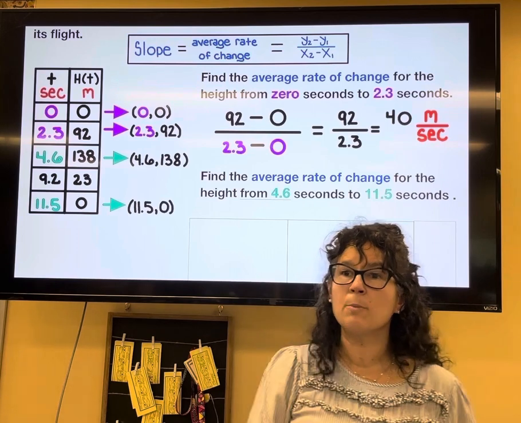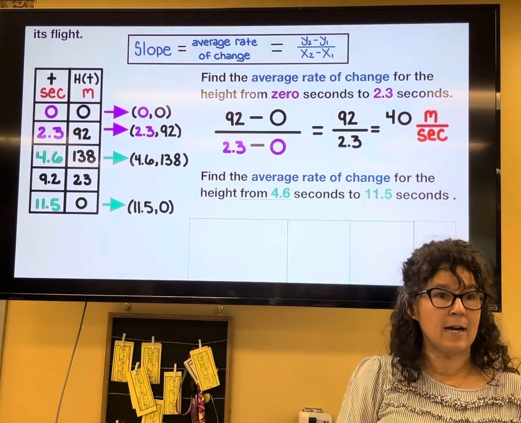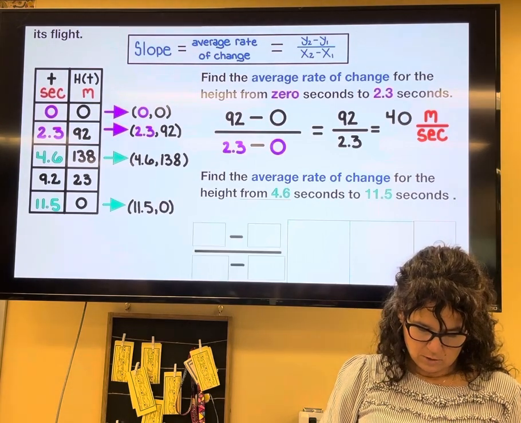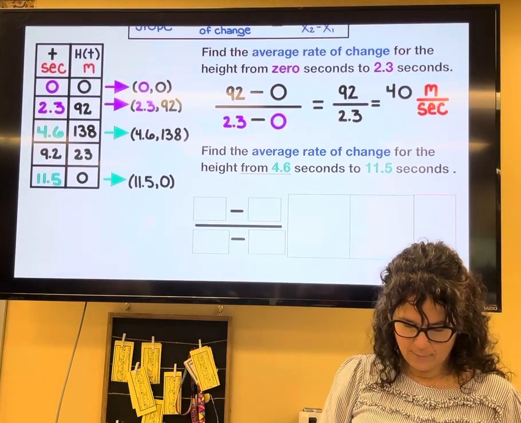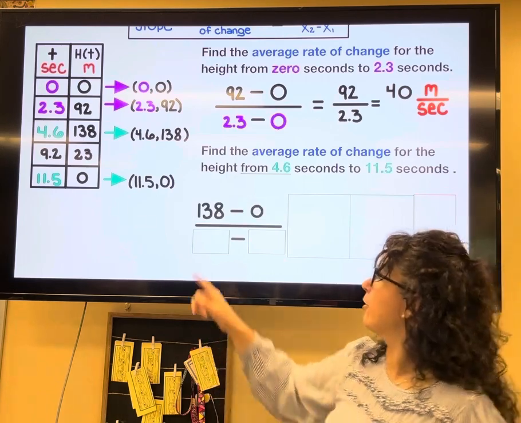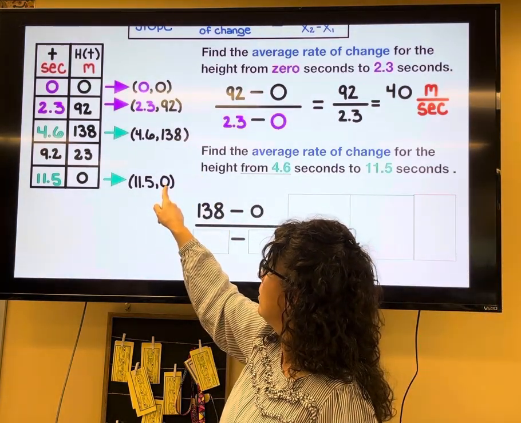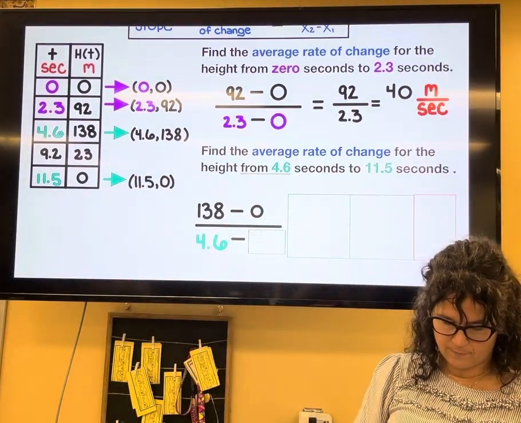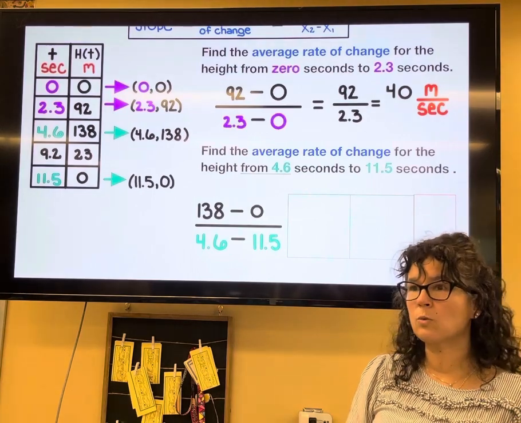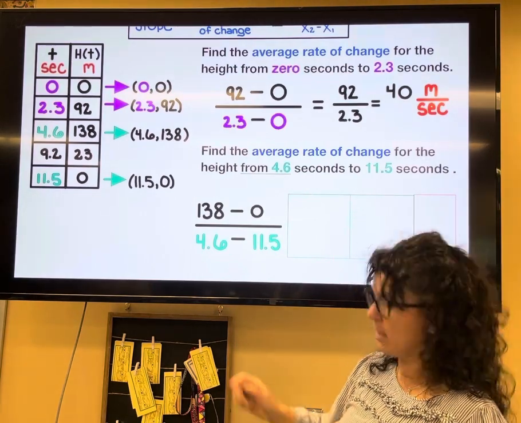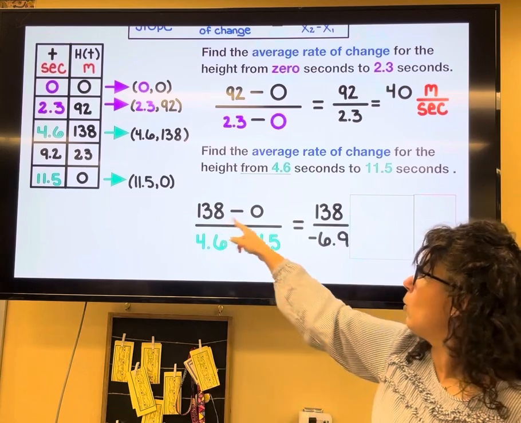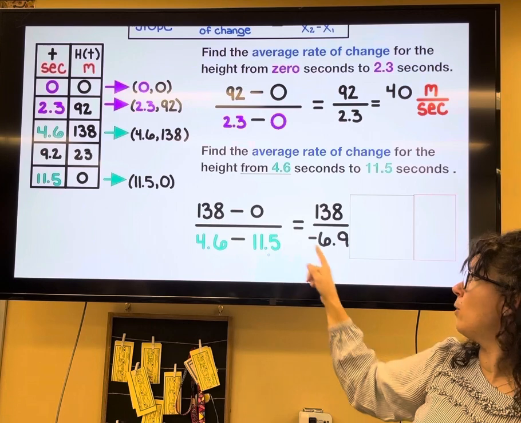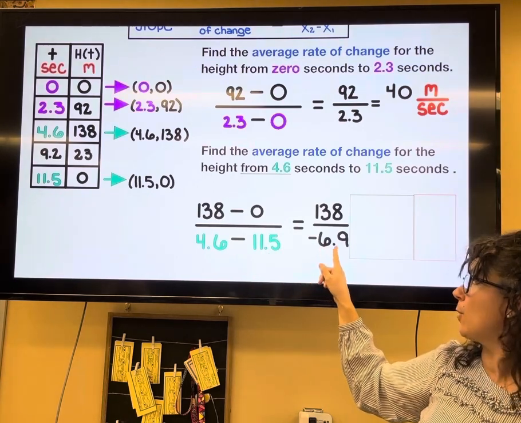And now that we have the 2 points from the table, we're ready to find slope by subtracting the y's over subtracting the x's. So setting that up, I'm going to take 138 minus 0 over 4.6 minus 11.5. Okay, y sub 2 minus y sub 1 over x sub 2 minus x sub 1. When I do the subtraction, 138 minus 0 is 138. 4.6 minus 11.5 is negative 6.9.